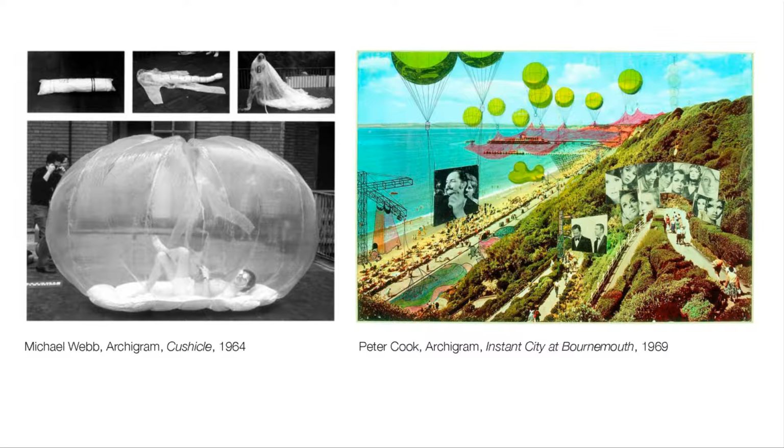One of the projects that's discussed in quite a few of the articles in the Bracket Goes Soft volume is the Cushicle by Archigram from the 1960s. It's described as literally soft because it's a malleable volume, but also one that can kind of go anywhere at any time because it's inflatable.